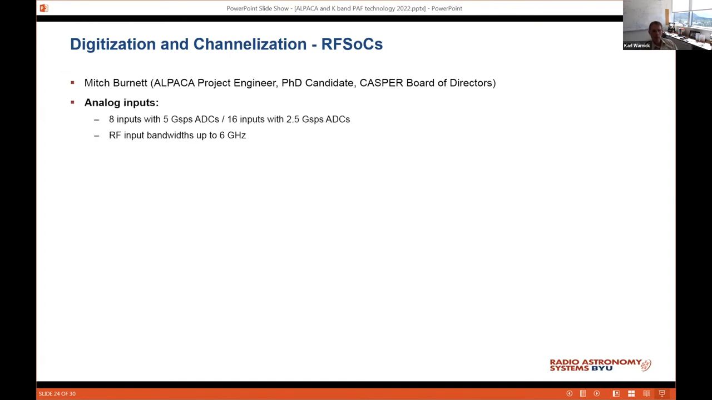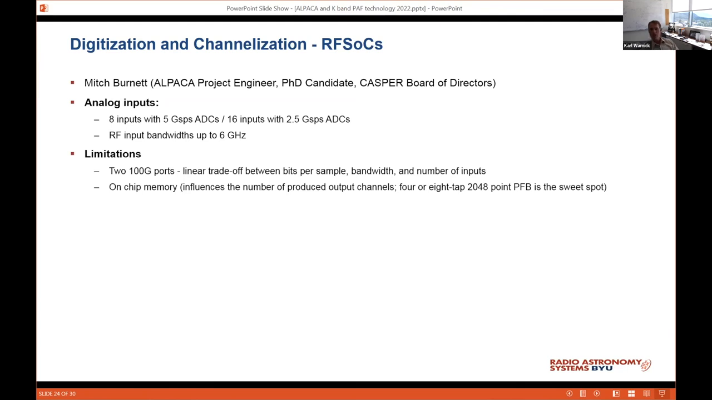So here's the capabilities of the current generation of RF SoC technology: 8 inputs, 5 gigasample digitizers, or we can double that and lower the rate a little bit. The actual RF bandwidth that these can accommodate is up to 6 gigahertz, meaning we could use baseband subsampling to go to higher intermediate frequency if we wanted. Limitations. Really, the main difficulty is getting all the bits off the RF SoC over Ethernet.